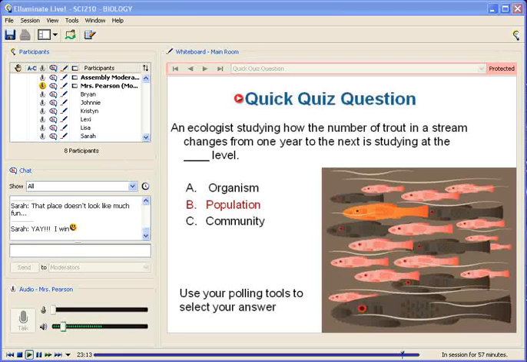Yeah, Sarah wins. Woohoo! Go Sarah. Okay, now let's get back into our lesson and look at some different biome types.